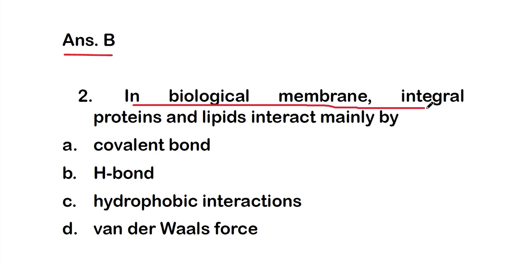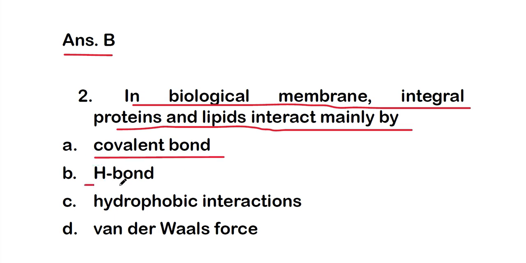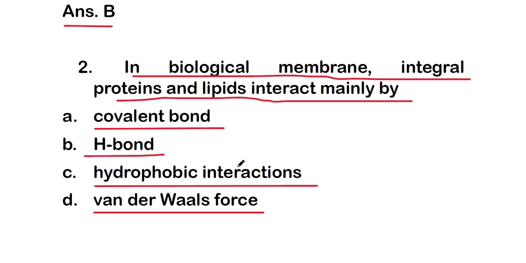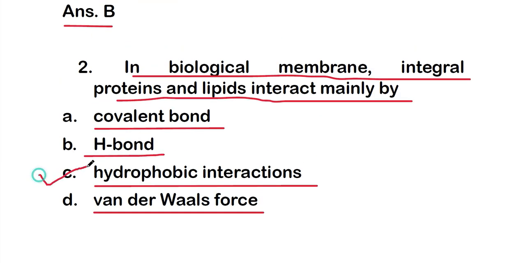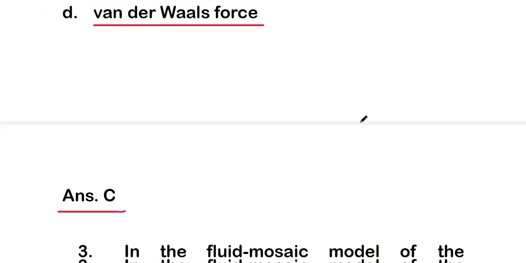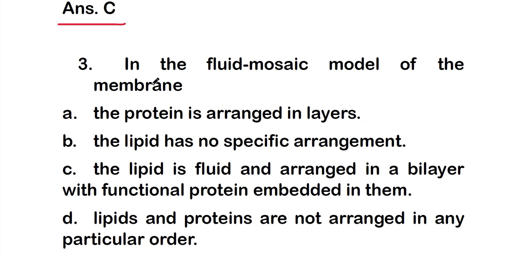In biological membrane, integral proteins and lipids interact mainly by option A, covalent bond, option B, hydrogen bond, option C, hydrophobic interactions, or option D, van der Waals force. And the right answer is option C, hydrophobic interactions. So in biological membrane, integral proteins and lipids interact mainly by hydrophobic interactions. Okay, so let's move on to the next question, question number 3.